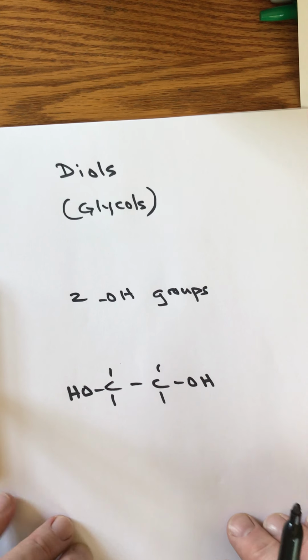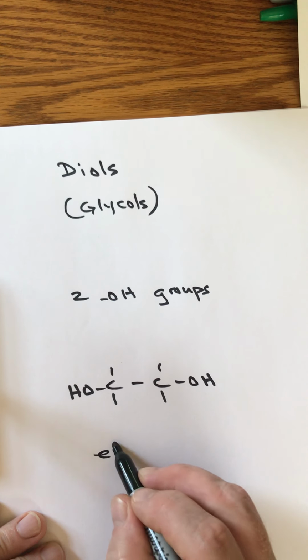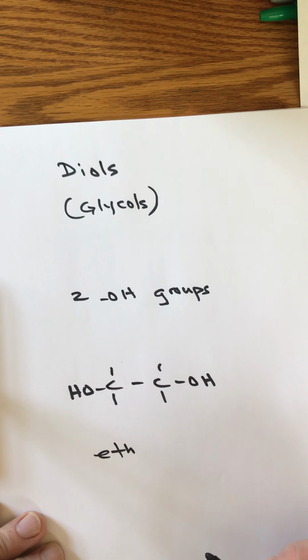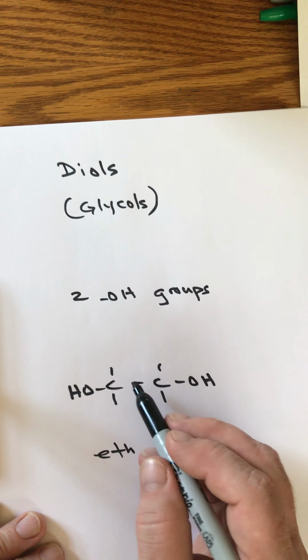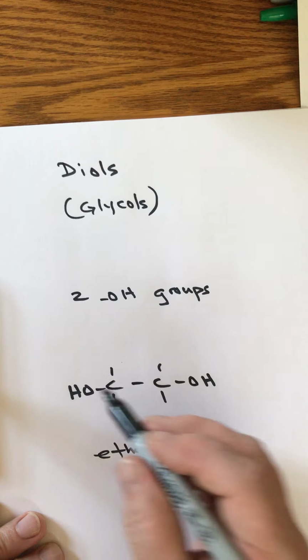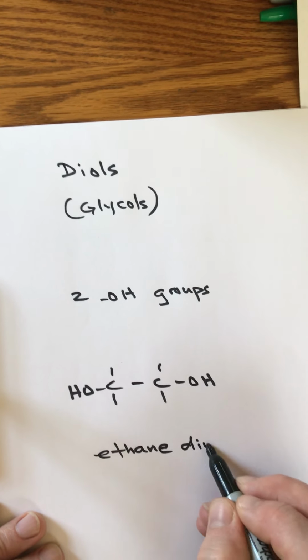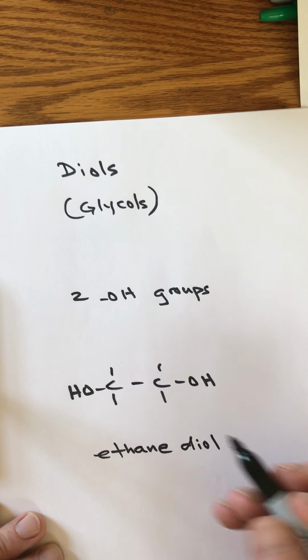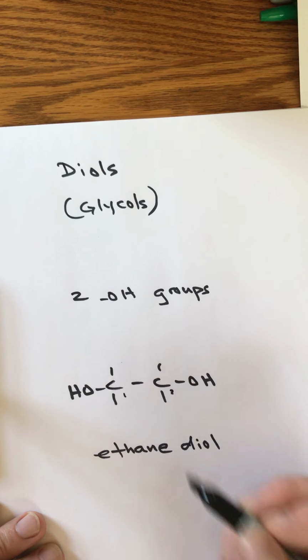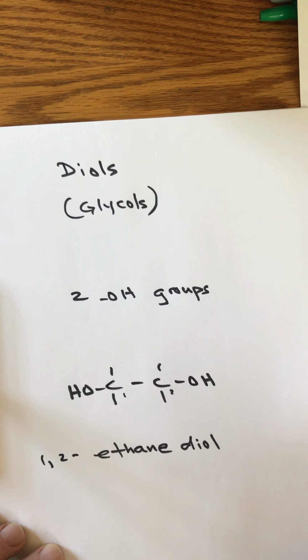So what is this? Well, what's your longest carbon to carbon chain? I've got 2 carbons. Prefix for 2 carbons is eth. And it's got a single bond in between the carbons, so that would be ane. And it's got 2 OH groups, so I'm going to actually keep the E on there and call it ethane diol. But where are the OH groups? On the first and second carbons. 1,2-ethanediol.